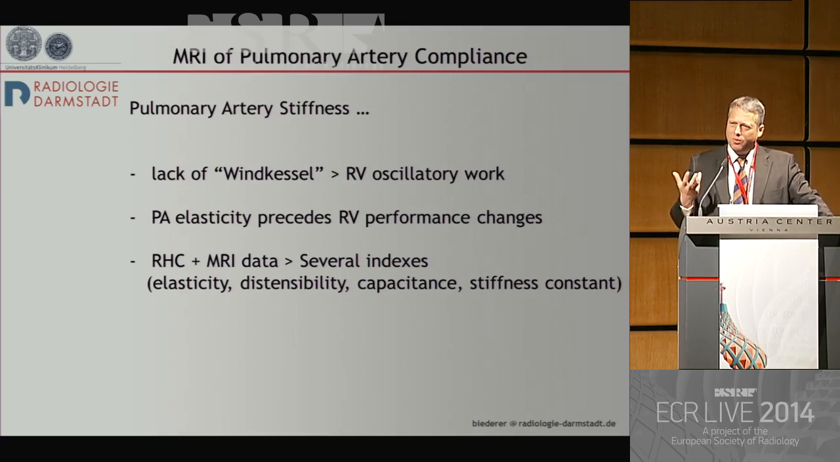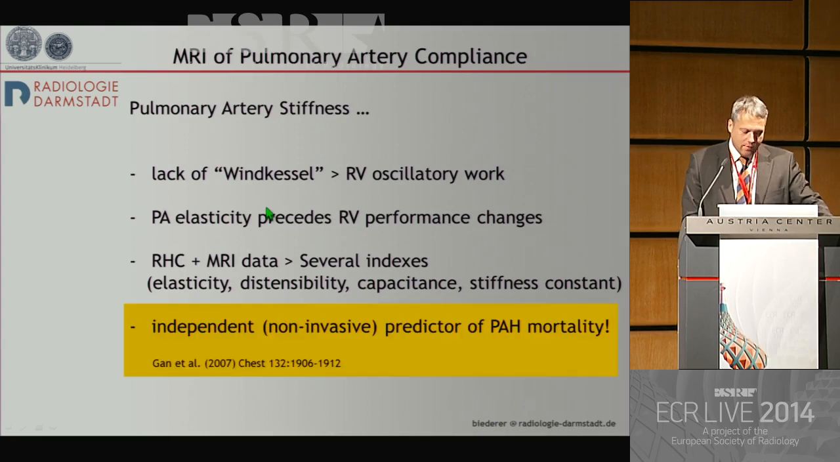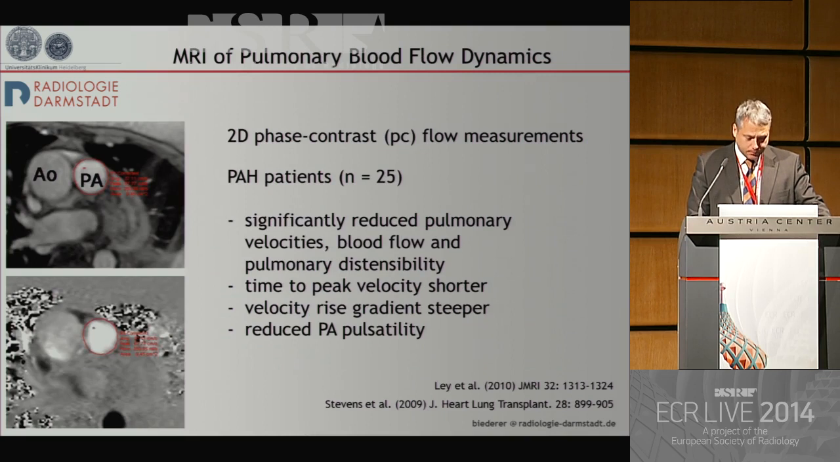The oscillatory work of the right ventricle grows, and this makes it so difficult. It was found in experimental work that this precedes right ventricle performance changes. And you can calculate a lot of different indices from this. However, this was found to be an independent, non-invasive predictor of PAH mortality. So this is hard data you could generate from your images.